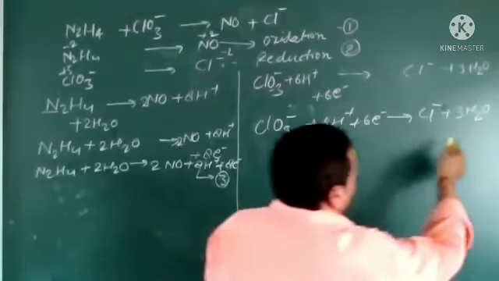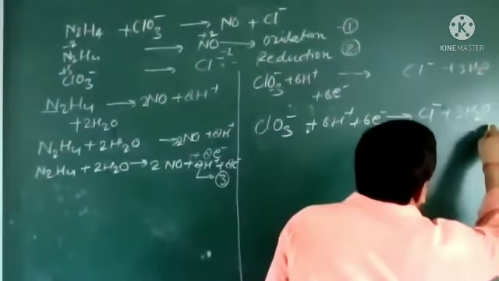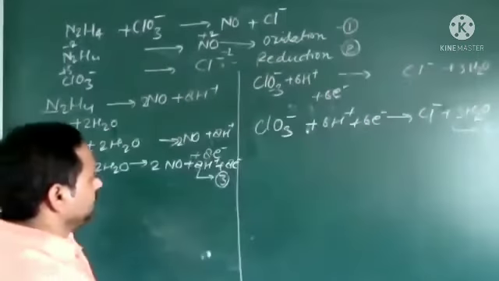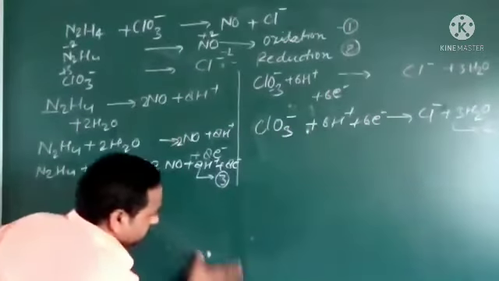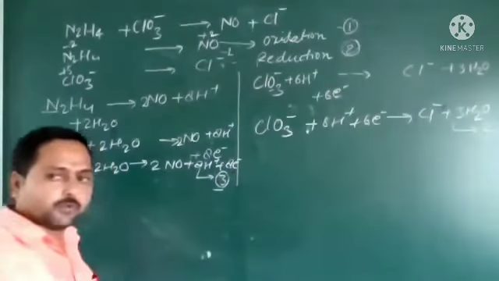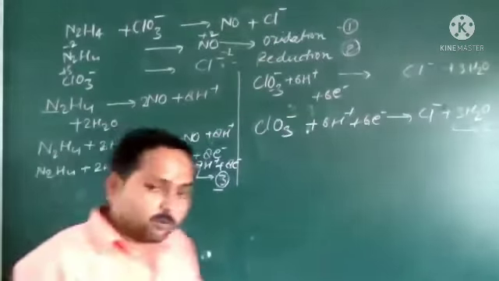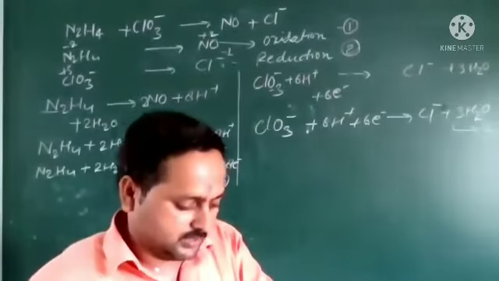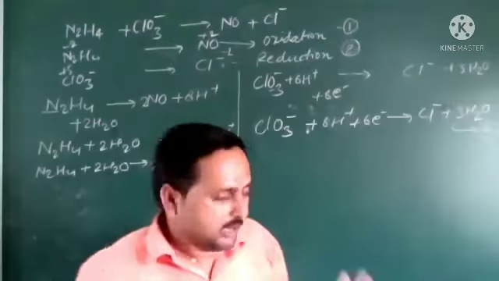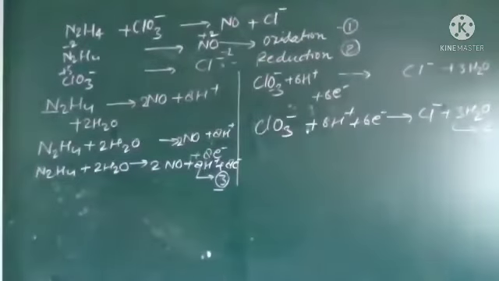So just see, I am writing this equation as equation number 4. Now we got 2 half equations, one is third and one is fourth. So we are going to add both half equations.